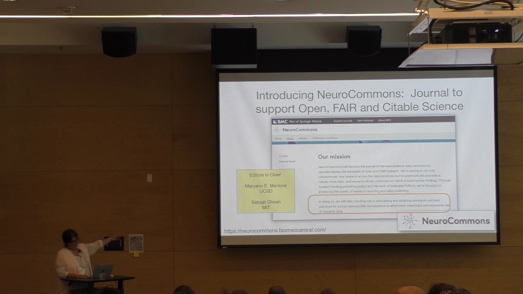And just to put a plug in, since Russ put in his book, we have introduced a new journal called Neurocommons, which is really designed around how you build open, FAIR, and citable research objects.